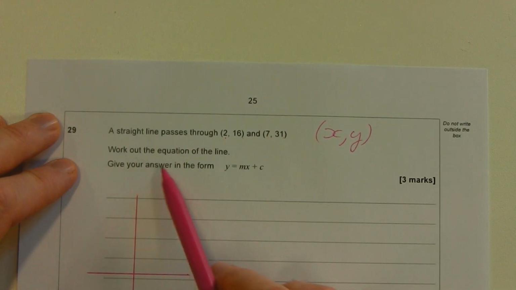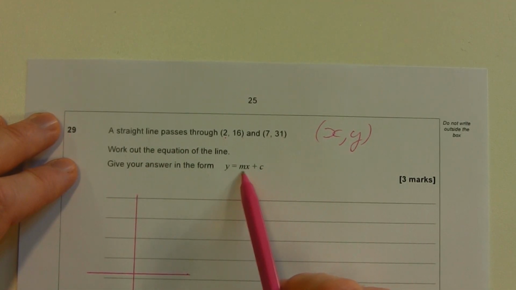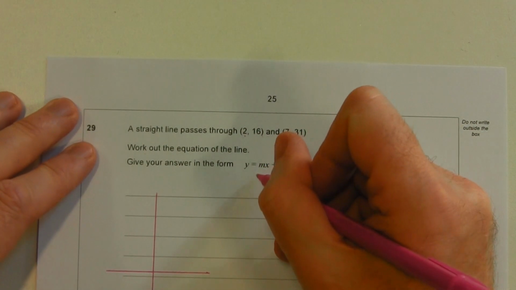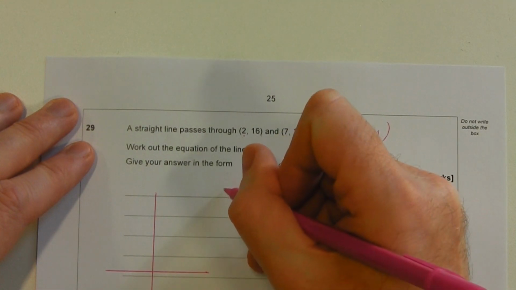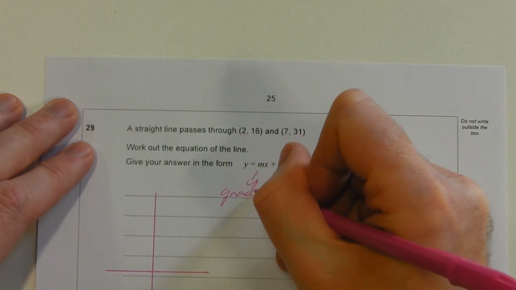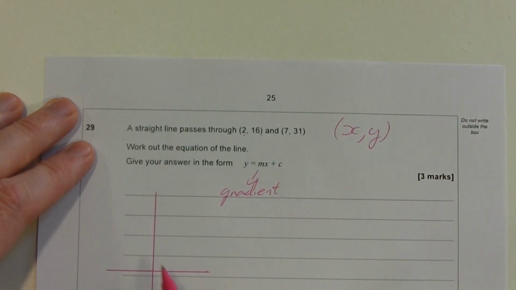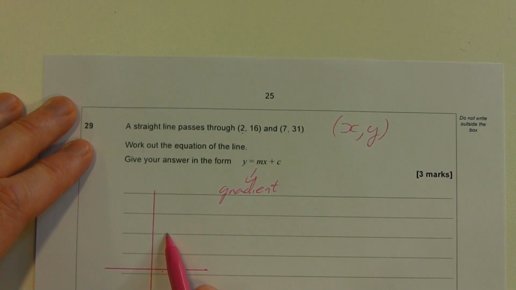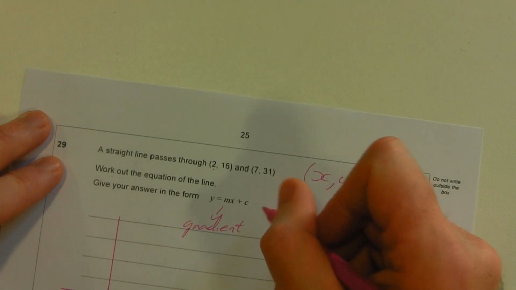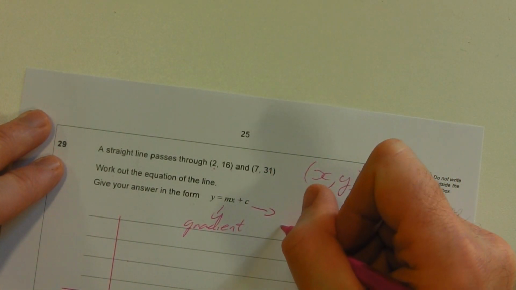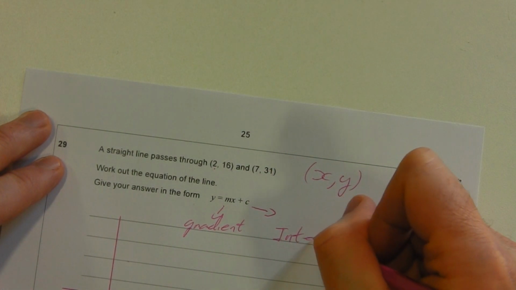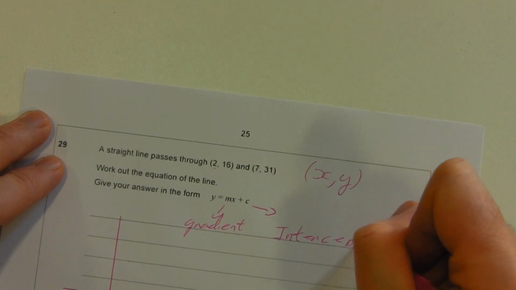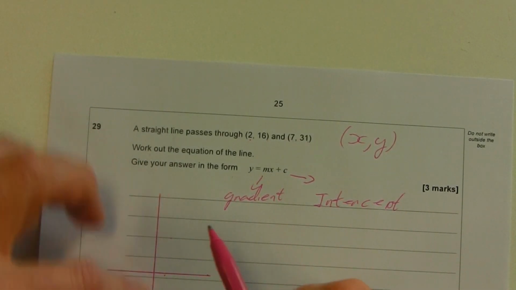And we want to give our answer in the form of y equals mx plus c. Now the m is the gradient, and what that means is, every time x goes up by 1, the y will go up by whatever the gradient is, and the c is what we call the intercept. That's where it crosses the y-axis.